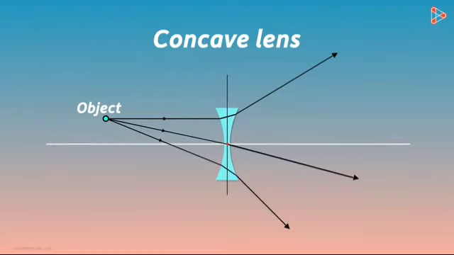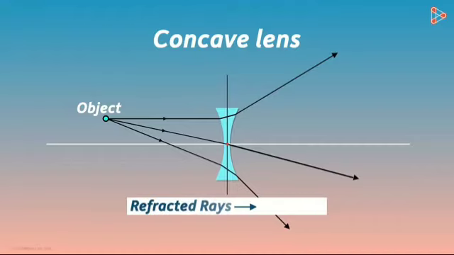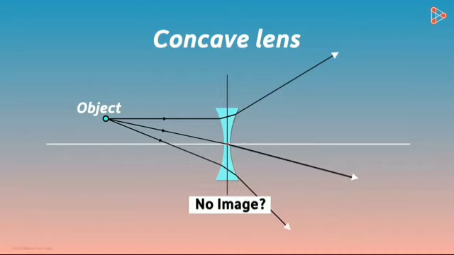In a concave lens, the rays after refraction diverge. So, the refracted rays are diverged, so no image is formed here. So, this lens is called a concave lens or diverging lens.